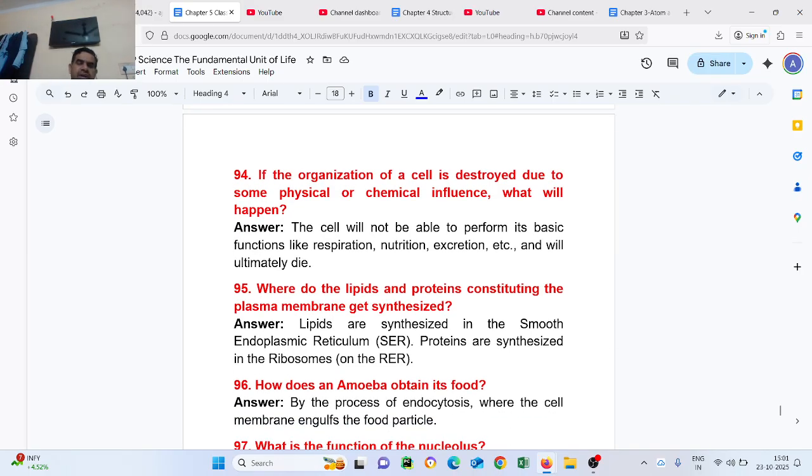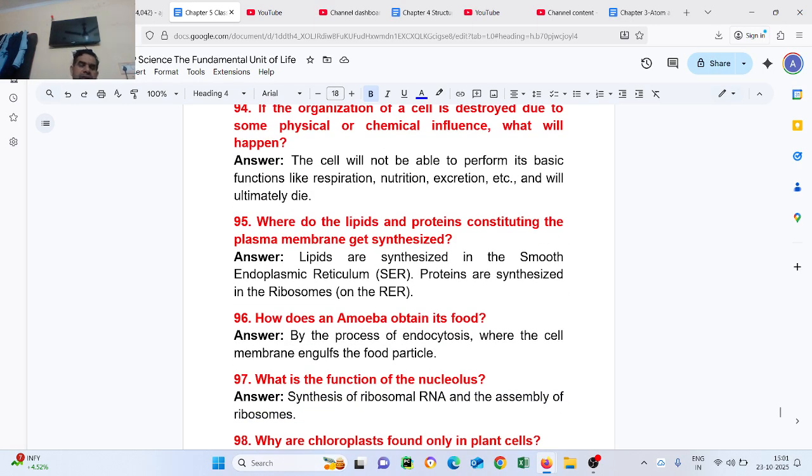Question number 96. How does amoeba obtain its food? By the process of endocytosis, where the cell's membrane engulfs the food particle. Question number 97. What is the function of the nucleolus? Synthesis of ribosomal RNA and assembly of the ribosome.